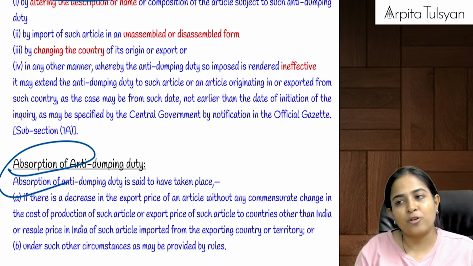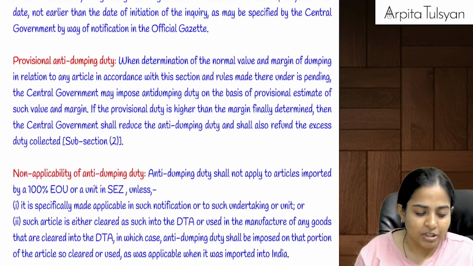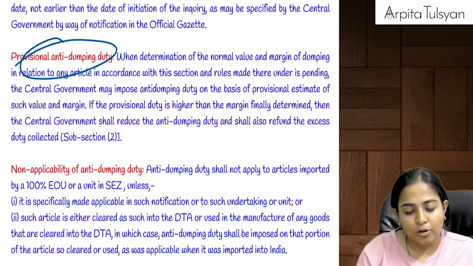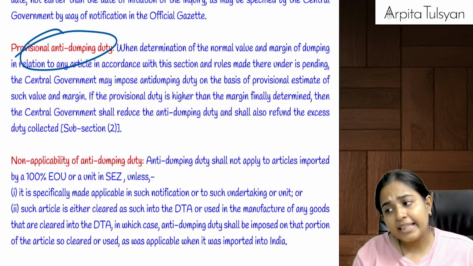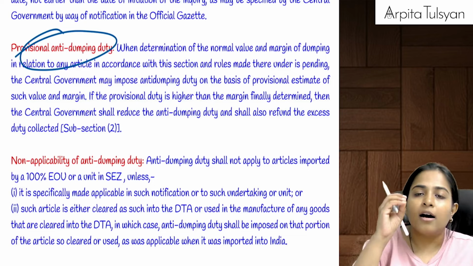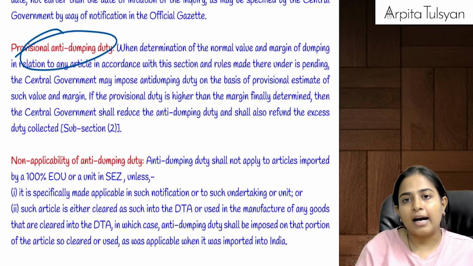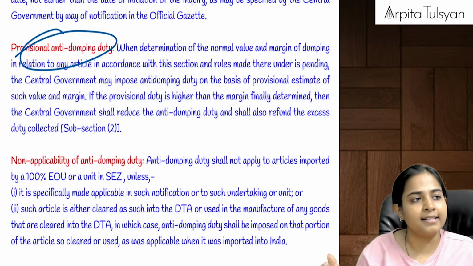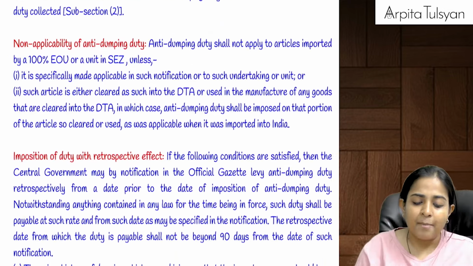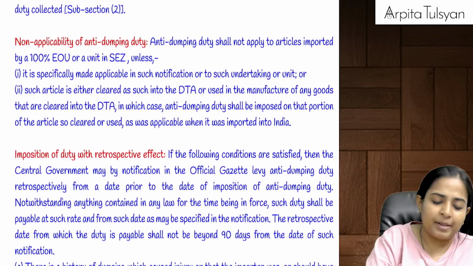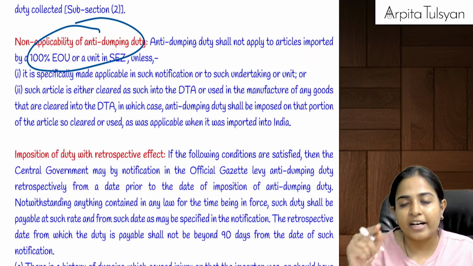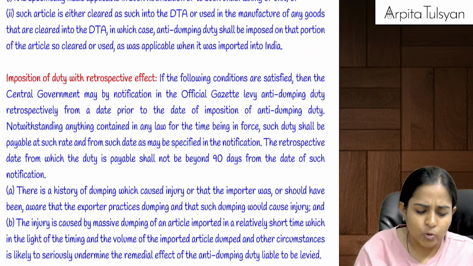And the same point of absorption is applicable here also, which we had discussed for the last type of duty. Similarly, provisional anti-dumping duty is applicable here also, that if the government wants, then provisionally the government can impose this anti-dumping duty on us, and later when the final determination is done, then either the differential will be recovered from us or the excessive amount will be refunded back to us. And the same exception as the last point: anti-dumping duty will not be applicable in case of 100% EOU or SEZ.